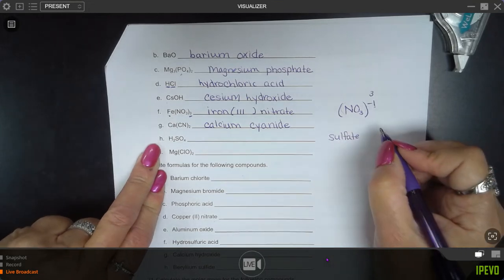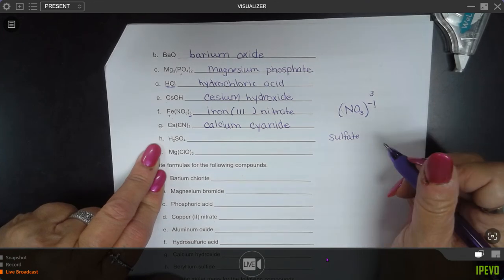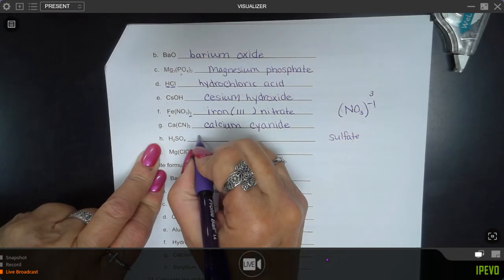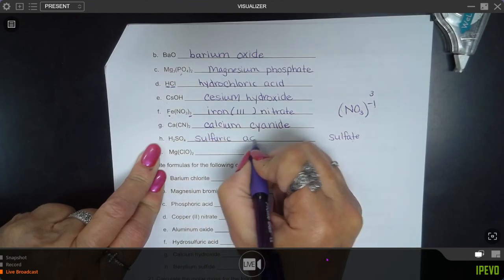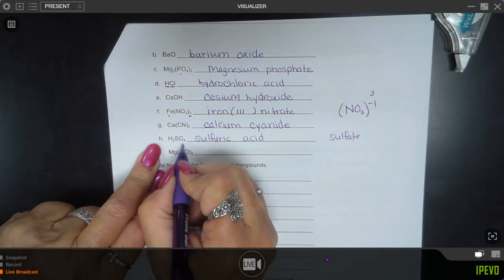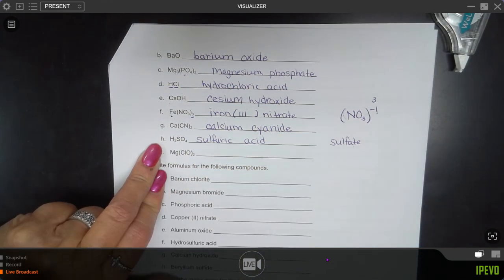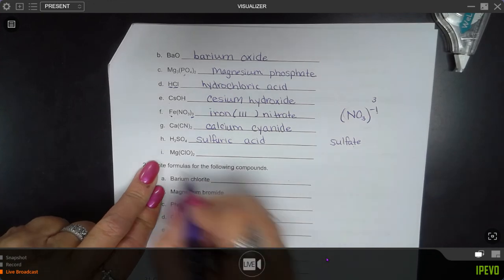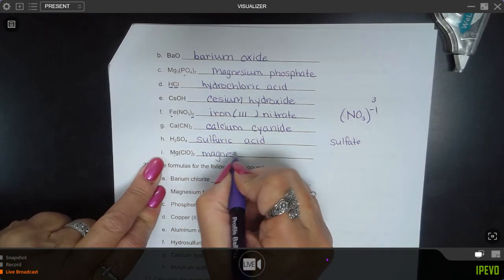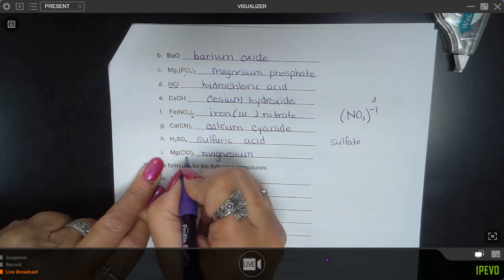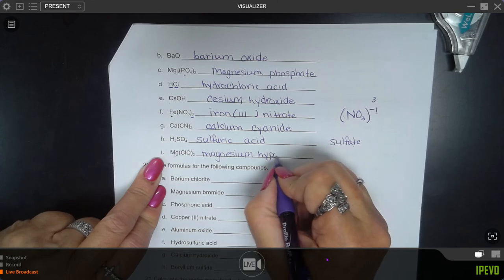Remember, ate changes to ic. I ate icky ice cream and I got an itis. Remember, so ate. So this is just going to be sulfuric acid. If this was SO3, which would be sulfite, it would be sulfurous acid. Okay, so just a little review of that. And then finally, magnesium. ClO is hypochlorite, so this is just going to be magnesium hypochlorite.